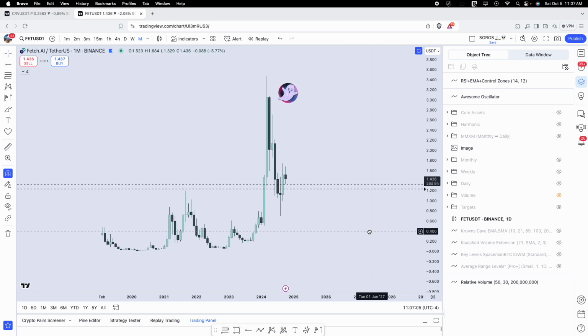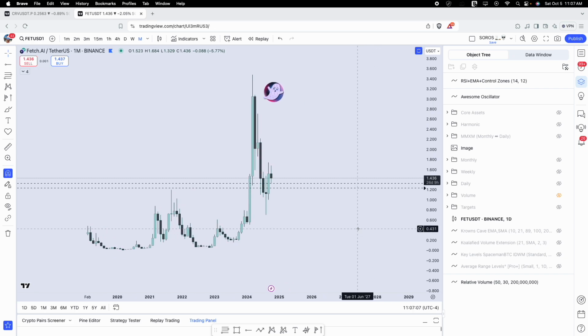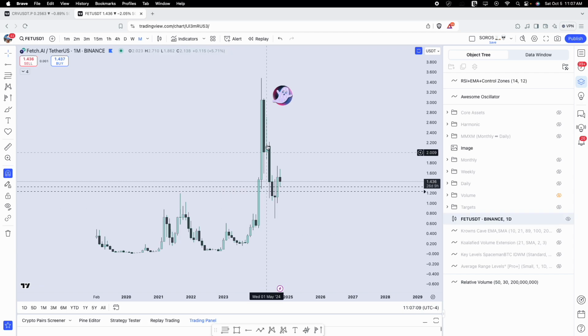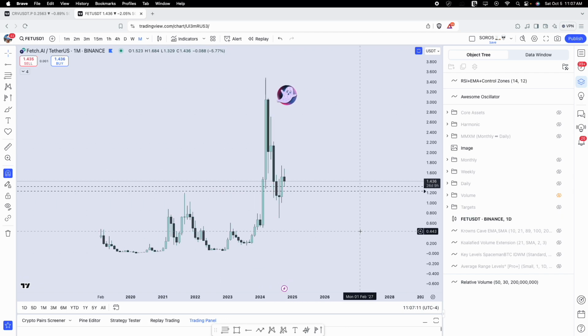For the first setup this week, we're going to look at FET or Fetch AI. Obviously, this had a parabolic run in the previous cycle, and even the first half of this one did really well. There was a massive accumulation down here before the parabolic run.